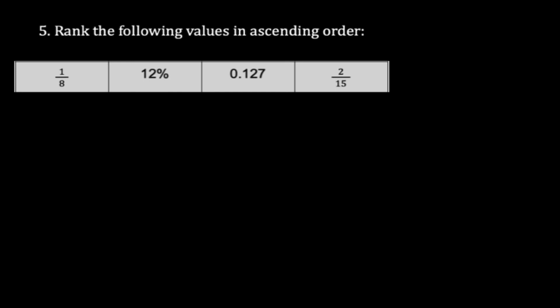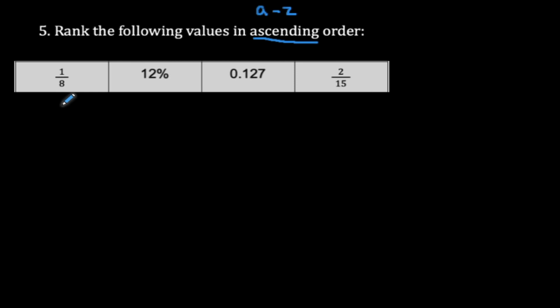Okay, so here we are told to rank the following values in ascending order. All right, so first of all, what does this word ascending mean? So it simply means from least to greatest, okay? So remember, ascending begins with the letter A, so I like to think of this like the ABC, so A to Z, so from least to greatest, okay? So what we're going to do here is, since we have fractions and percents, we have decimals, we're going to convert these all into decimal format to help us compare, okay?